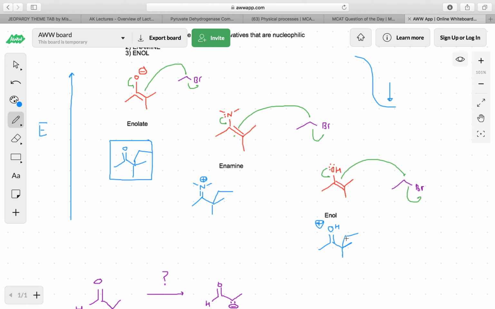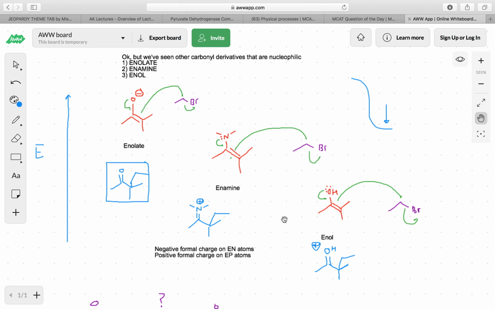And in addition, we know negative charges like to be on electronegative atoms. So negative formal charge on electronegative atoms, positive formal charge on electropositive atoms. We know our nitrogen is more electropositive than oxygen, so the positive charge prefers to be on this nitrogen. So that's why our enamine is slightly more reactive than our enol. So this is just like ranking the differences.